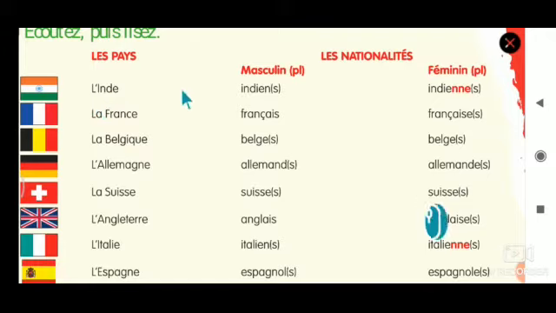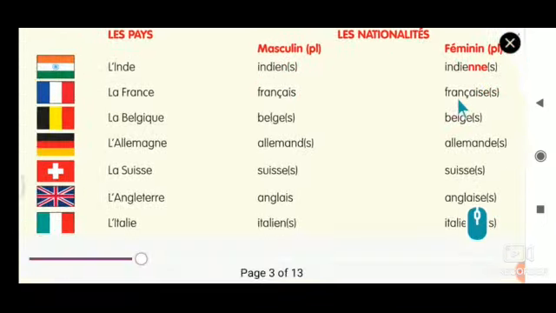Land, indien, indienne. In case it is plural, you have to add S, and if it is feminine plural, just add S in this format. I have already explained this. If it is masculine, EN, and feminine, NNE should be added. So that is one type, type 1.